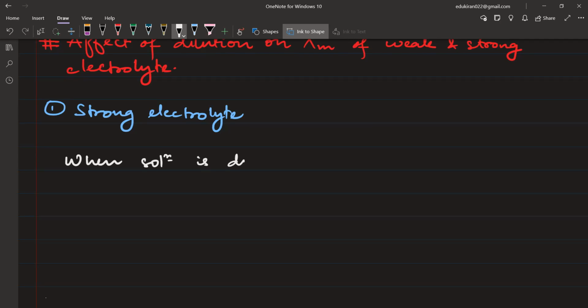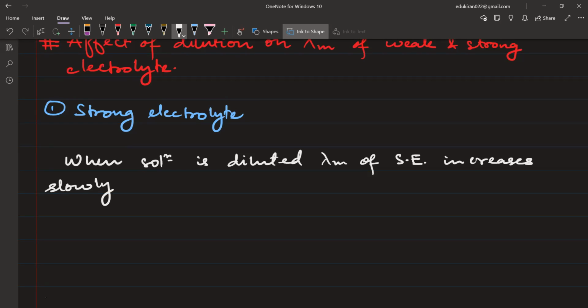When solution is diluted, molar conductance of strong electrolyte increases slowly. Why will it increase slowly? Because strong electrolytes are almost already dissociated. They don't go through further dissociation, right?